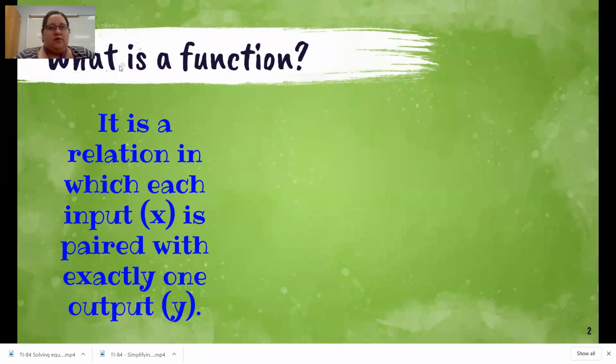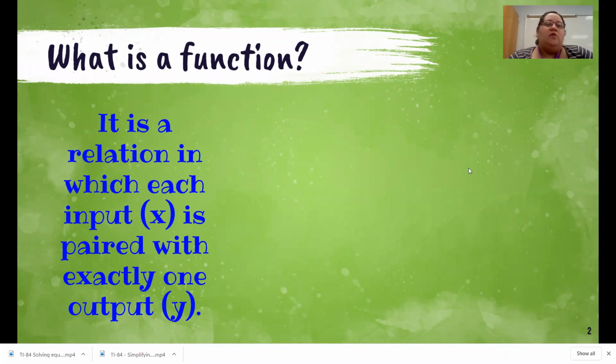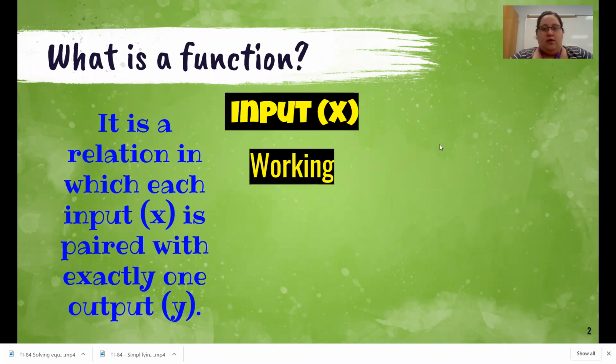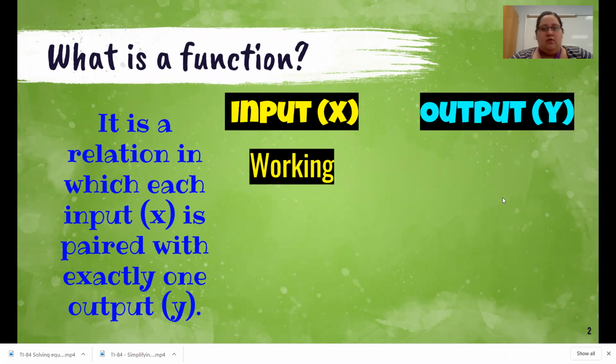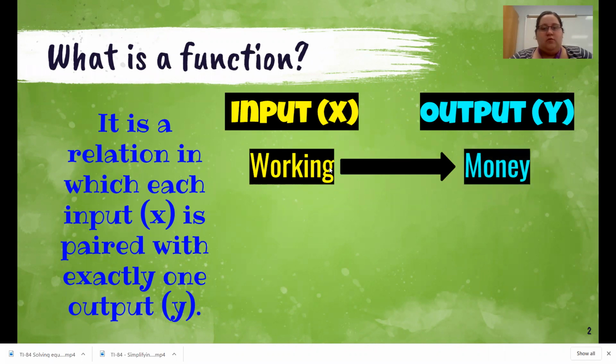So, what is a function? It is a relation in which each input x is paired with exactly one output y. Input x, working; output y, money. So however much you're working determines how much money you're going to make.